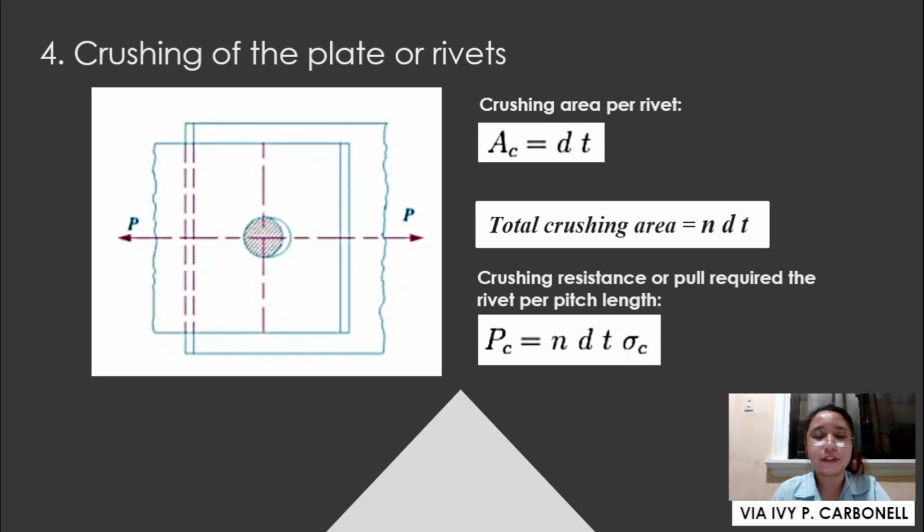We know that the crushing area per rivet is computed as the diameter multiplied by the thickness, and the total crushing area is computed using the number of rivets multiplied by the diameter and the thickness. The crushing resistance, or pull required to crush the rivet per pitch, is computed using the number of rivets multiplied by the diameter, the thickness, and the crushing stress. Take note that this type of failure will occur when the crushing resistance is less than the applied load per pitch length, and the number of rivets under shear shall be equal to the number of rivets under crushing.